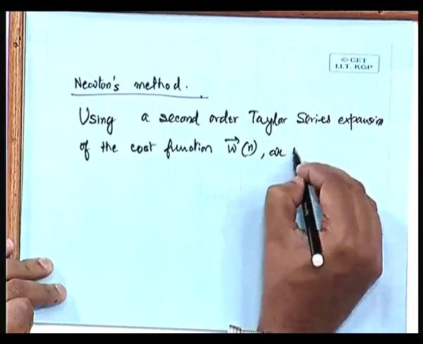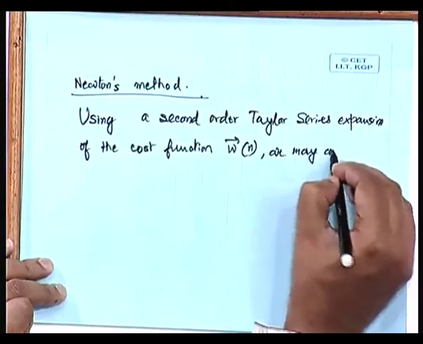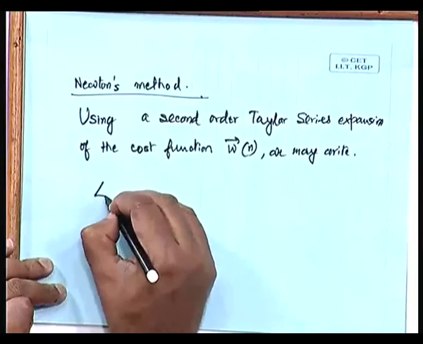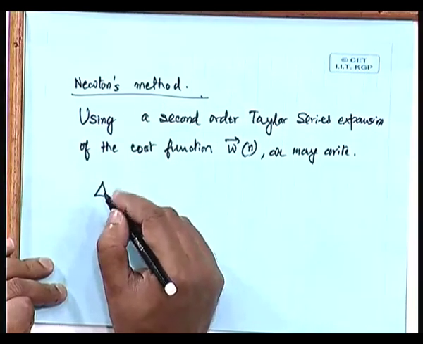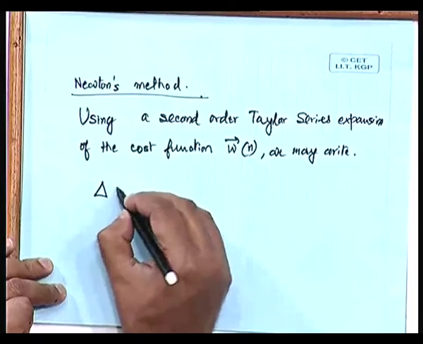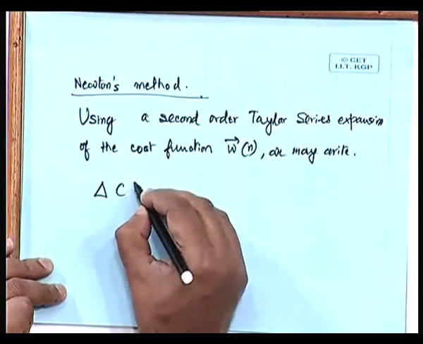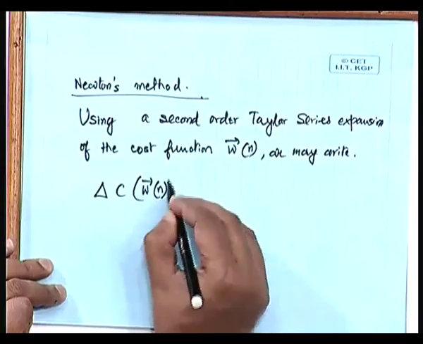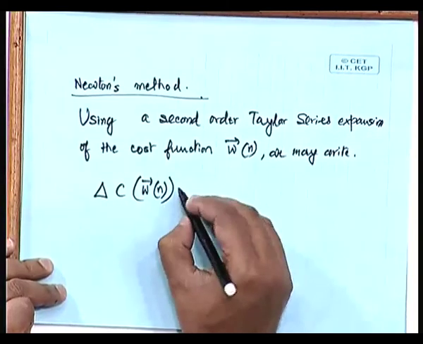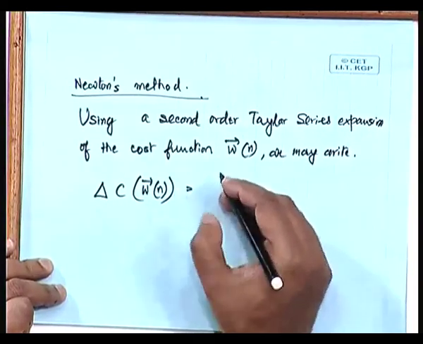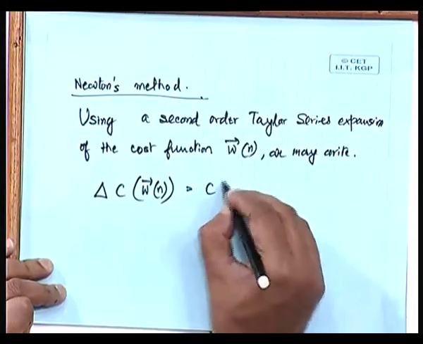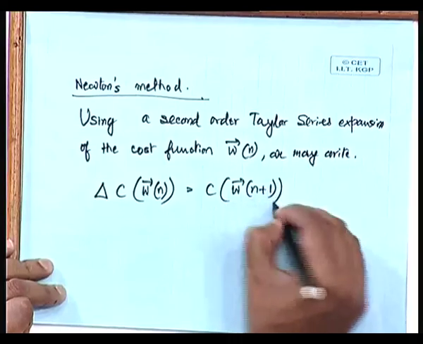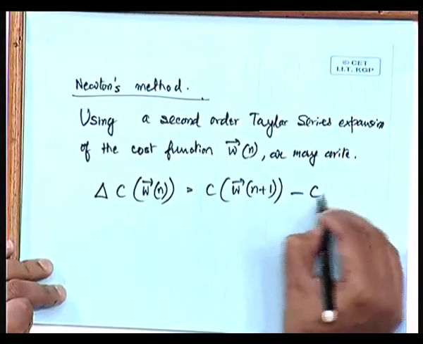We may write what here. If we calculate the difference of the cost, we express the difference of the cost as delta C of W n. Delta C means the difference of the cost, and the difference of the cost will be C of W n plus 1 minus C of W n.